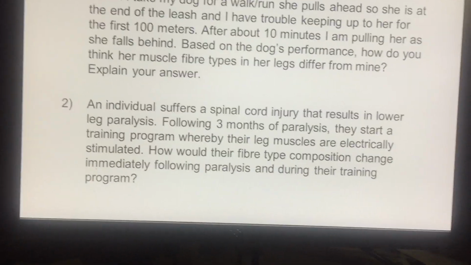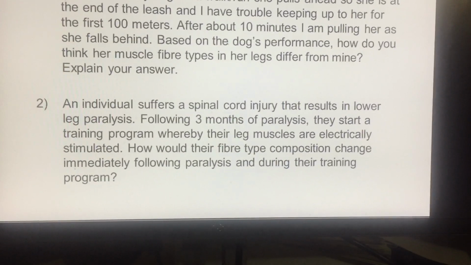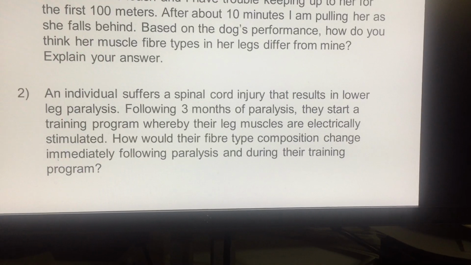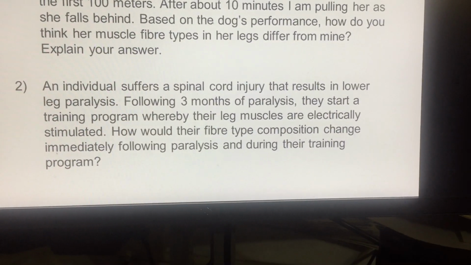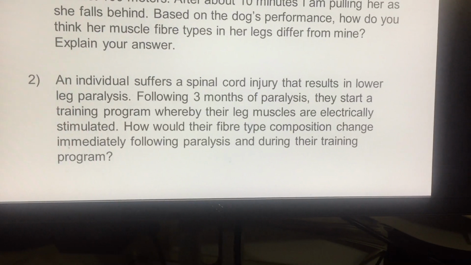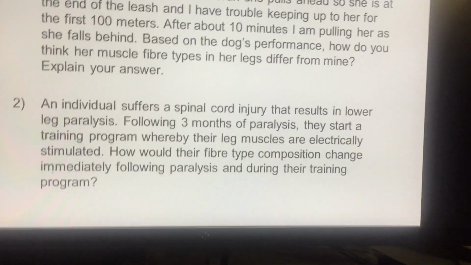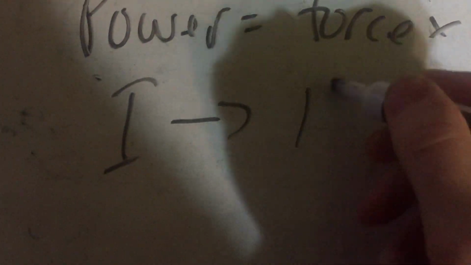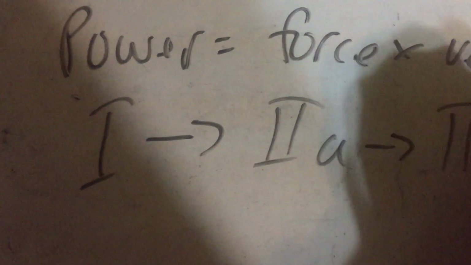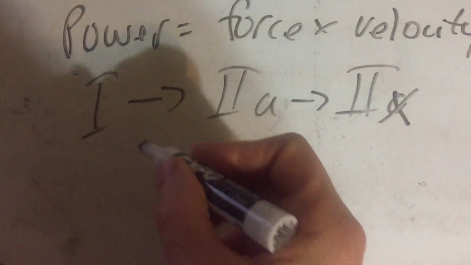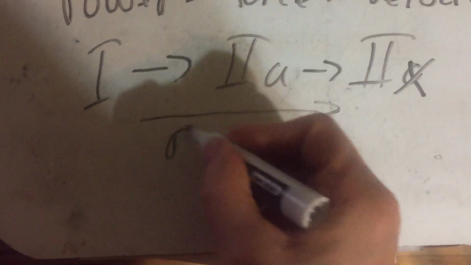So the catch here is that anytime you have disuse of a muscle, so anytime you stop using your muscle, it tends to shift towards a faster fiber type. And then when you start using it again, it shifts towards a slower fiber type. So if I was going to guess the fiber type shifts here, from the time the person suffers the spinal cord injury till 3 months later, you would probably have a shift towards a faster fiber type. So you'd see almost a disappearance of their type ones. They would shift towards type 2A and then type 2X, to the extreme shift. So this is the shift you'd get with paralysis and disuse.